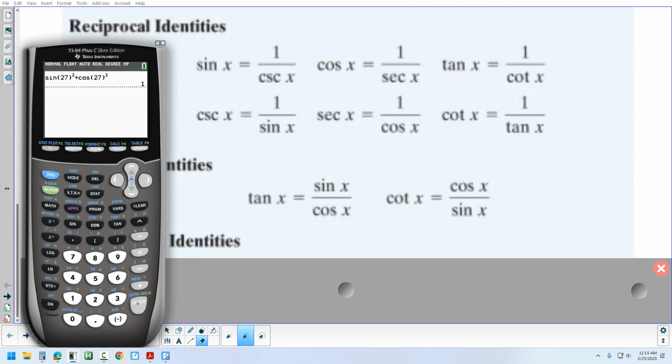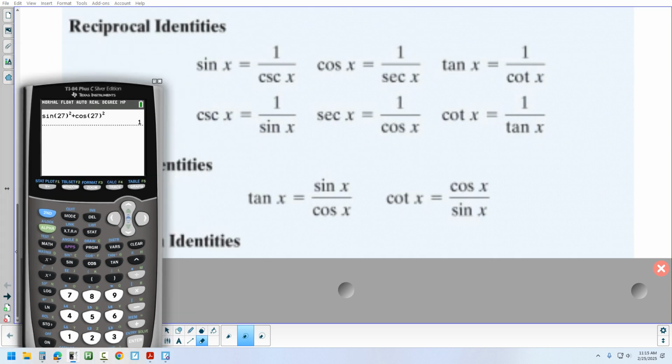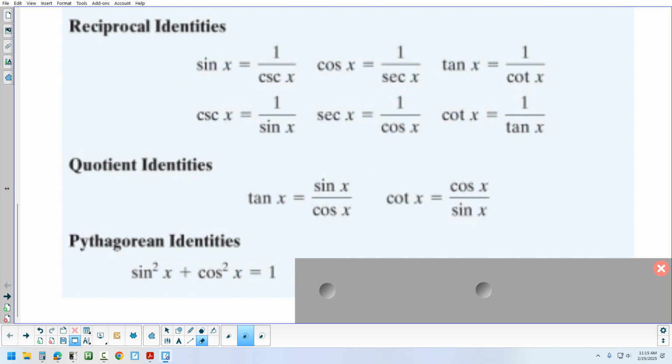It wouldn't have mattered what angle was picked. 27, 56, 22.4. Whenever you take the sine of an angle and square it, plus the cosine of the angle squared, you always get 1. And the reason that's called the Pythagorean identity is because it has to do with raising something to the second power. So it looks kind of like Pythagorean theorem. Something squared plus something squared.